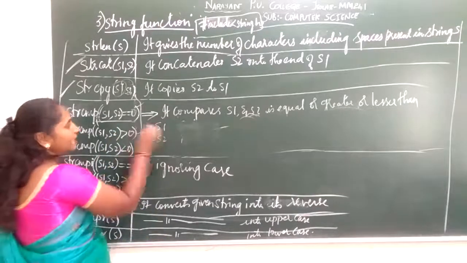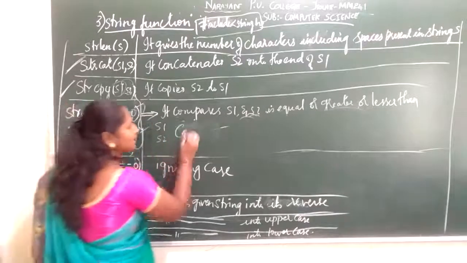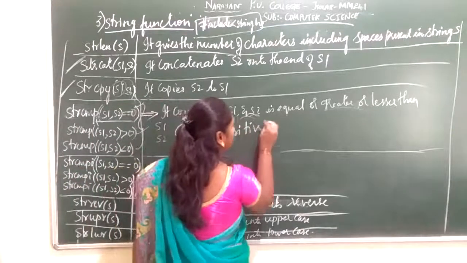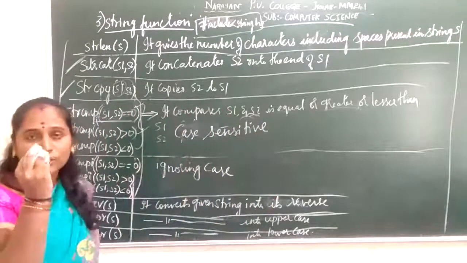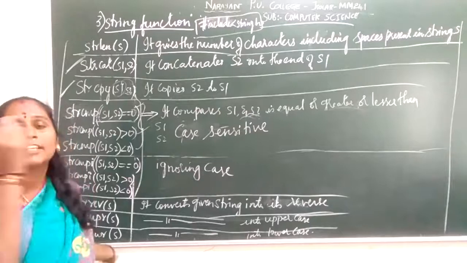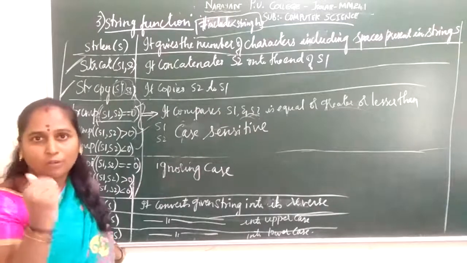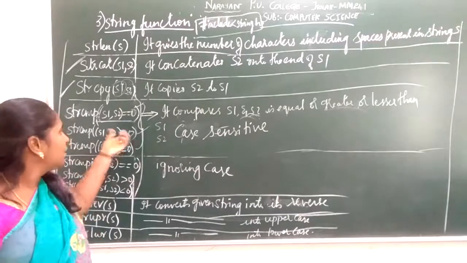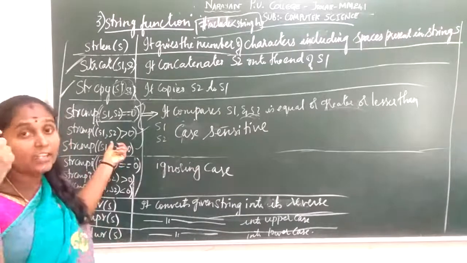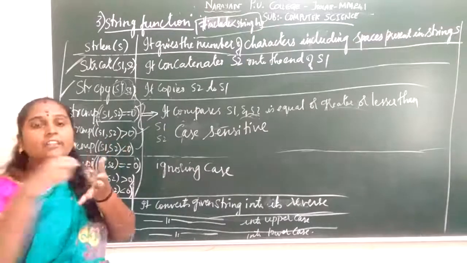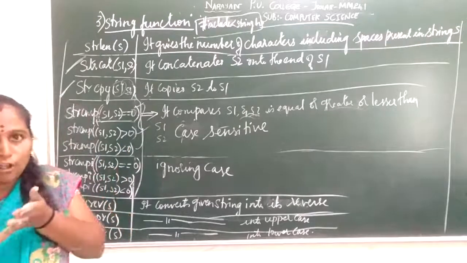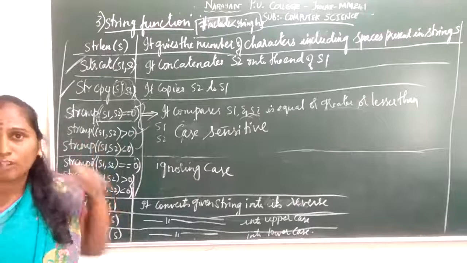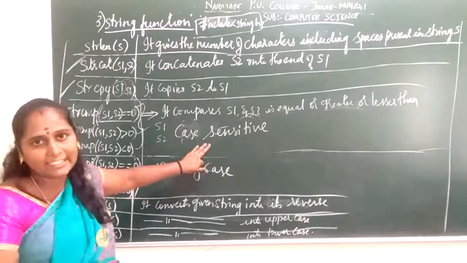Here it will consider case sensitivity. If string S1 is written in lower case, then string S2 should also be in lower case, and only then is the equal condition satisfied. Whatever characters are given in S2, when you compare, it checks for case sensitivity. It should be lower case or upper case. That is nothing but case sensitivity.